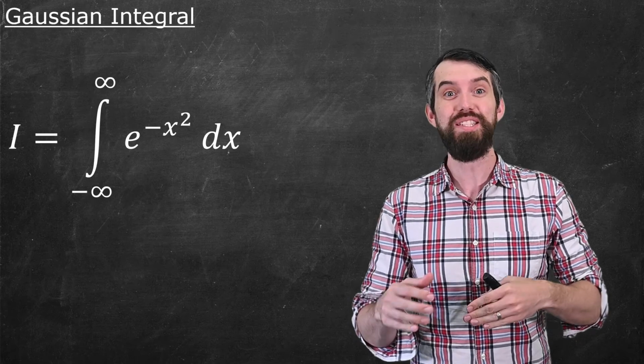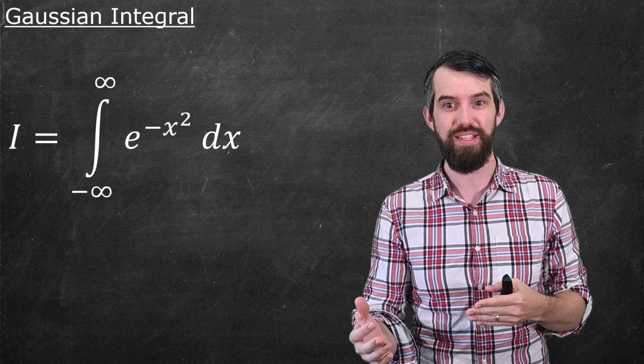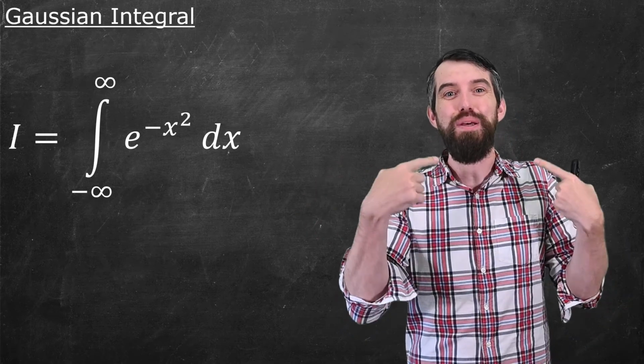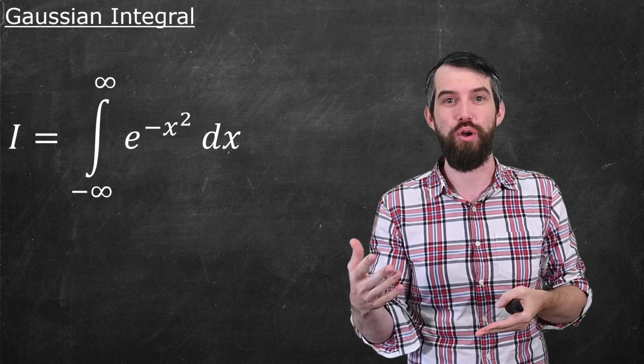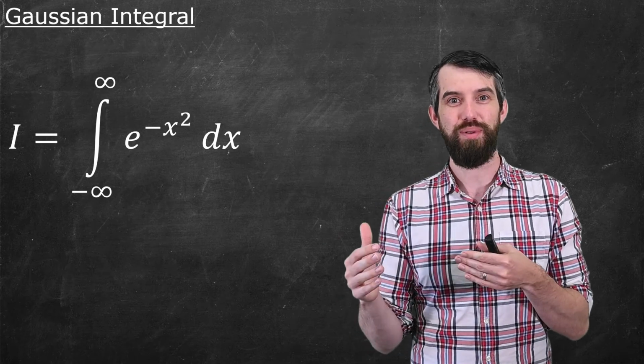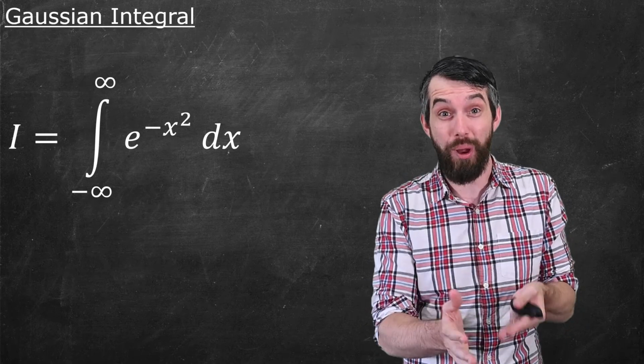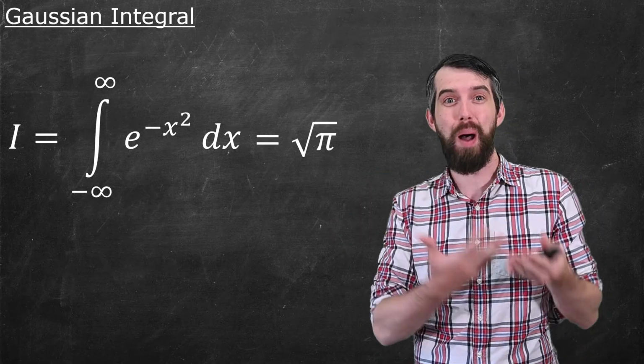In this video, we're going to study one of my favorite integrals. It's the Gaussian integral. This is the integral of the function e to the minus x squared, integrated over all possible real numbers, minus infinity to infinity. But this integral is interesting for multiple reasons, and one of them is that the answer, if I may spoil it, is just square root of pi.